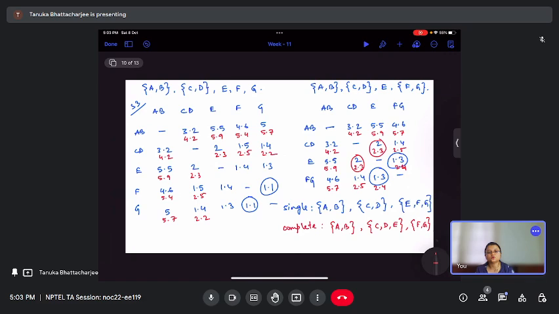So this is how you do agglomerative clustering using single linkage and complete linkage. This is what we had for today's session. If you have any questions, you can ask.